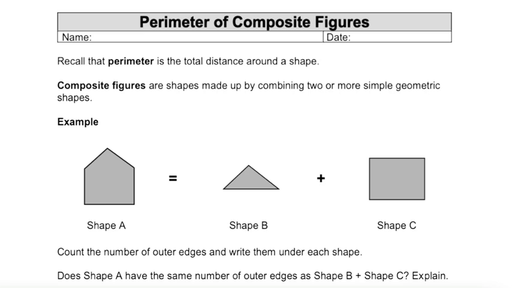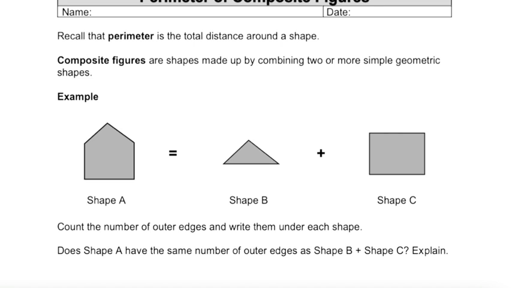Let's count the number of outer edges and write them under each shape. So I have 1, 2, 3, 4, 5 outer edges for shape A. For shape B, I have 1, 2, 3 outer edges. And for shape C, I have 1, 2, 3, 4 outer edges. So 5 for shape A, 3 for shape B, and 4 for shape C.